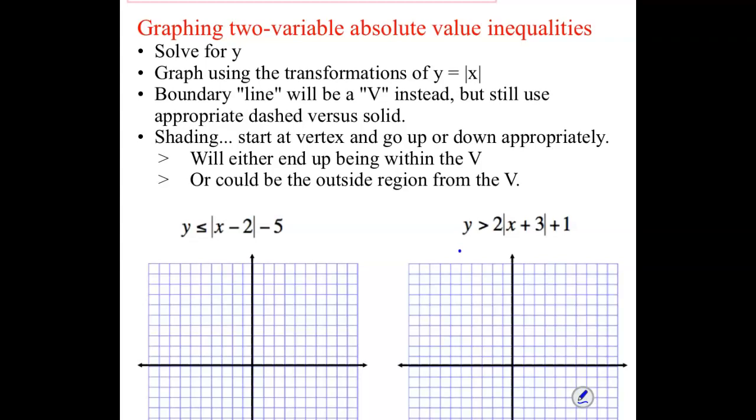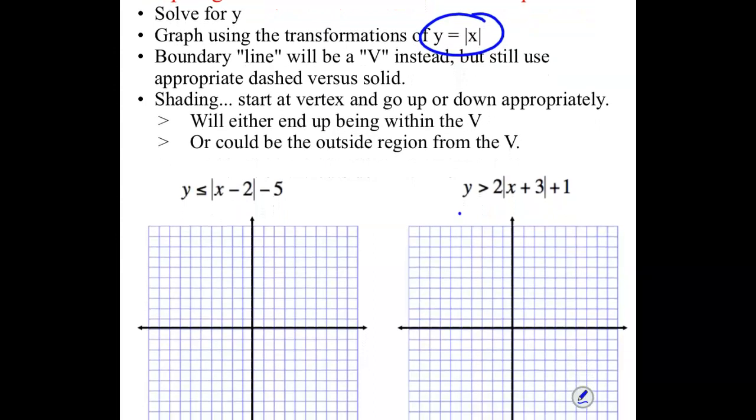So for graphing two variable absolute value inequalities, our first step is to make sure it is solved for y. Then we're going to graph it using the transformations that we've been talking about. So starting with our parent function of y equals the absolute value of x, we will transform them. And keep in mind that when we talk about our boundary line being solid and dashed, the same thing applies to absolute value, except instead of it being a line, it's going to be a V-shaped graph.